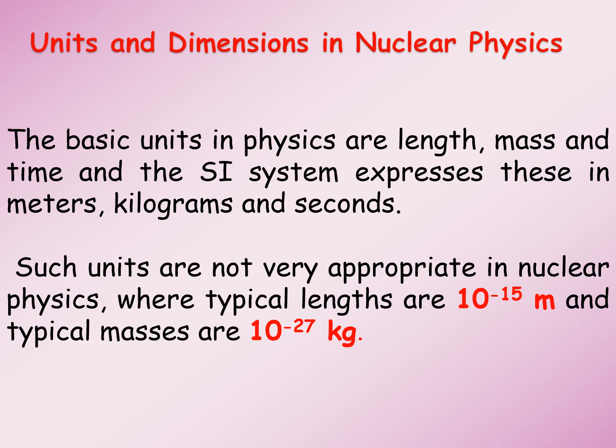Units and dimensions in nuclear physics. The basic units in physics are length, mass, and time, and the SI system expresses these in meters, kilograms, and seconds. These units are used in the macroscopic world in which we live. But when we move towards the microscopic world, where nuclear physics works, these units are not very appropriate, as the typical lengths are 10⁻¹⁵ meter and the typical masses are 10⁻²⁷ kg.